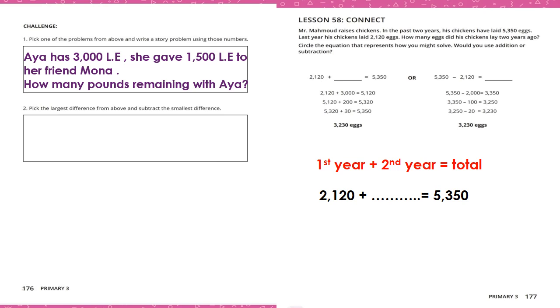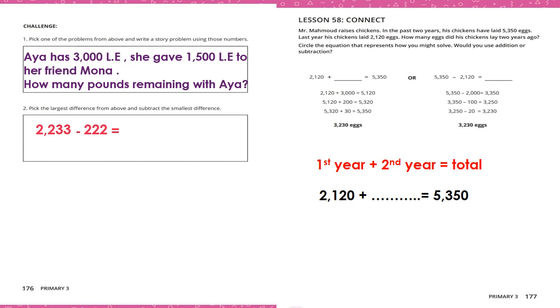Okay, number 2, choose the largest difference from above and subtract the smallest difference from the previous page. From the previous page, choose the biggest difference and the smallest difference. So, the biggest difference in the previous page equals 2,233. Subtract the smallest difference, which was 222. Make subtraction between them.